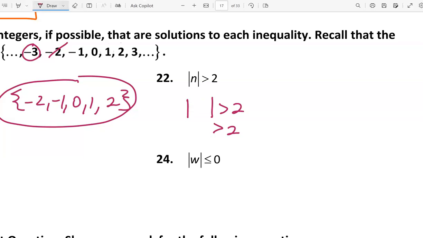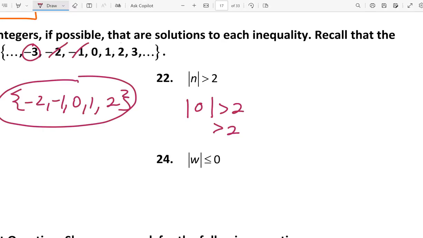What if we changed it to -1? That'd give us 1 is greater than 2. That's not true either. What about 0? 0 is greater than 2? Nope. 1? 1 is greater than 2? Nope. 2? 2 is greater than 2? Nope. Don't give up yet.